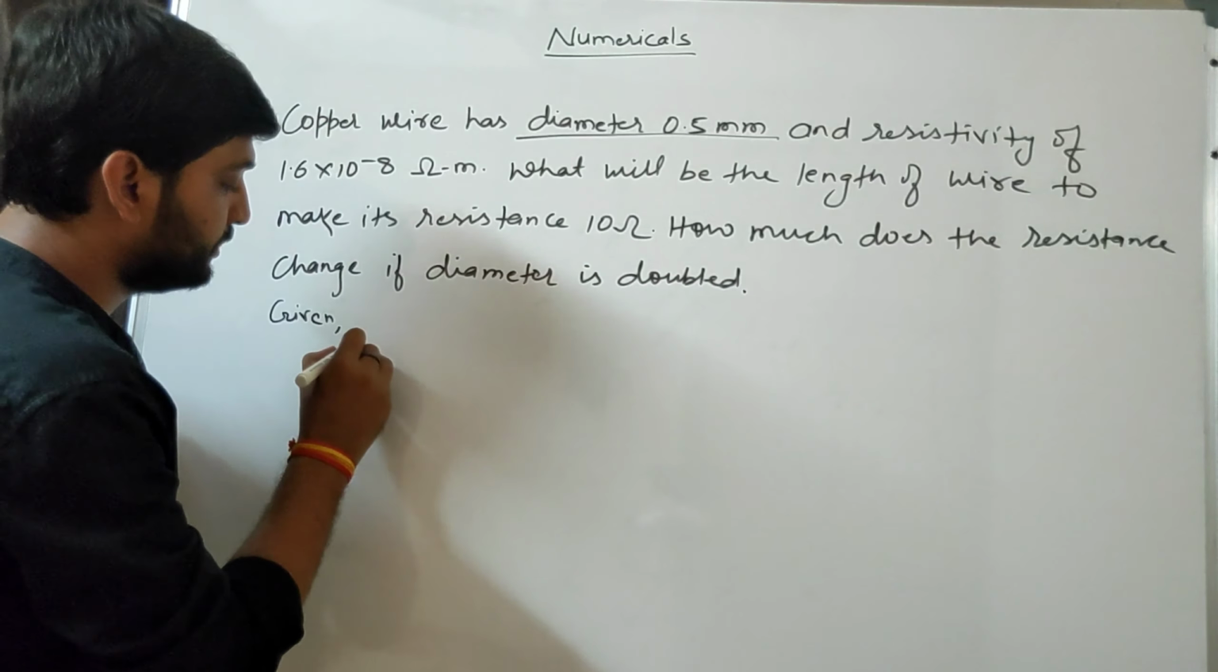So what we are discussing about, this numerical. These are the given: diameter, resistivity, resistance. We need to find the length. So what formula we will use? We will use this formula. R is equal to rho L upon A. Resistance is equal to resistivity into length of the conductor divided by area of cross section of that conductor.